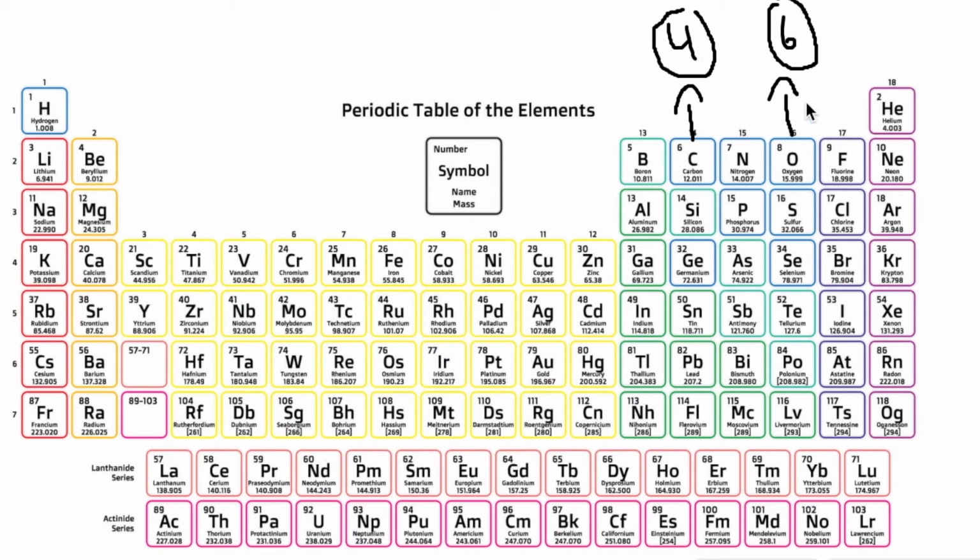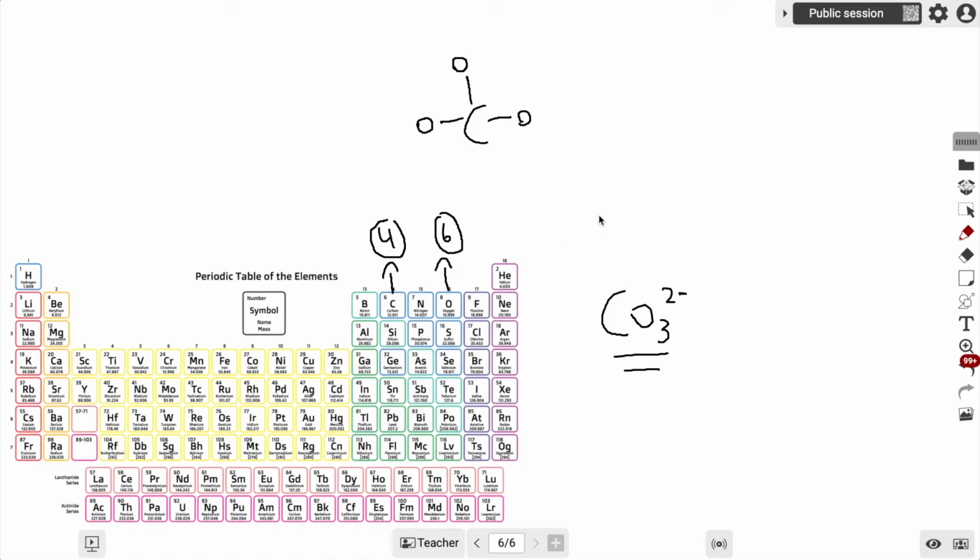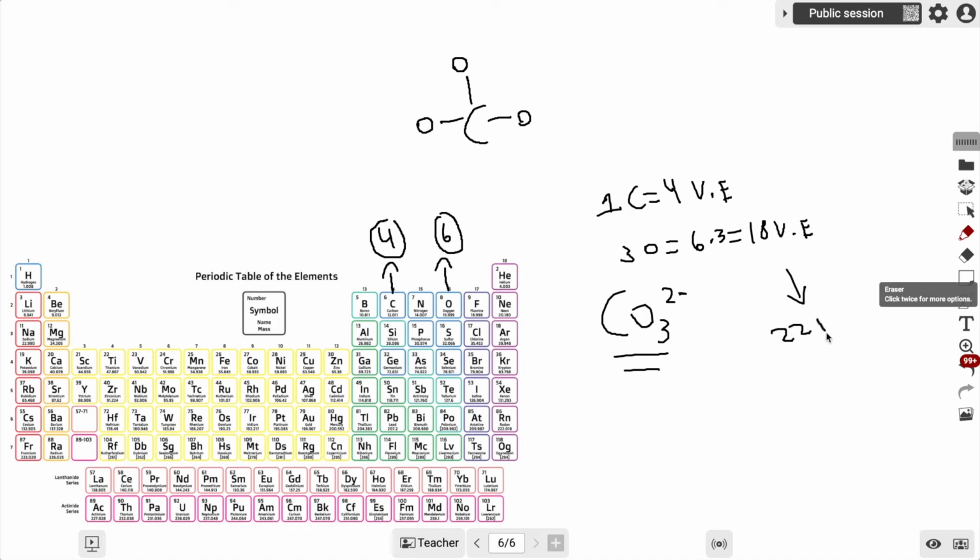So carbon again has 4, oxygen has 6. But again, we need to take a look at the molecule here. We have 1 carbon. 1C equals 4 valence electrons. 3 oxygens. 6 times 3 equals 18 valence electrons. Okay, so we add the 18 plus the 4. So let me just bring this down here. 18 plus 4 is 22 valence electrons. Hopefully I did not make a mistake on that. And then, okay, 22 valence electrons, but, big but there.